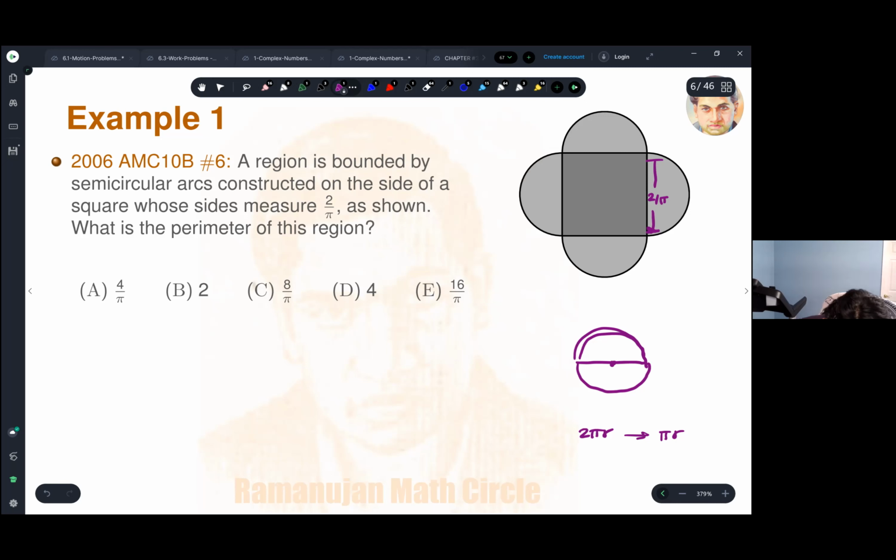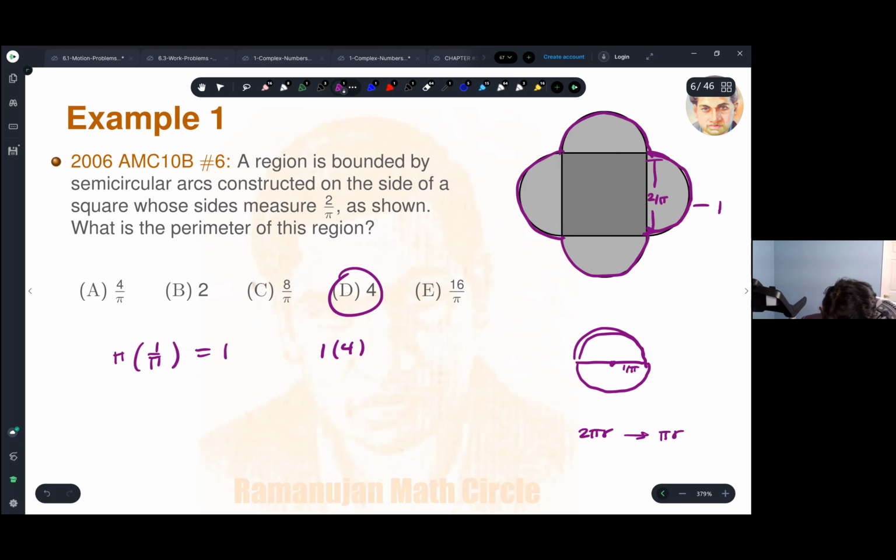We do have that the region, this square has side length 2 over pi. So the radius would be half of it, so that's 1 over pi. And so when we're trying to find the circumference, it would be pi times 1 over pi, which is 1. So this arc over here has a length of 1. And so there are 4 such arcs, right? And they're symmetrical. So you just do 1 times 4, and that's 4.